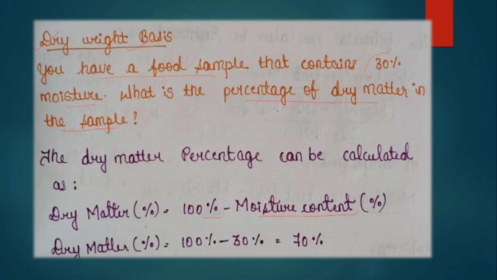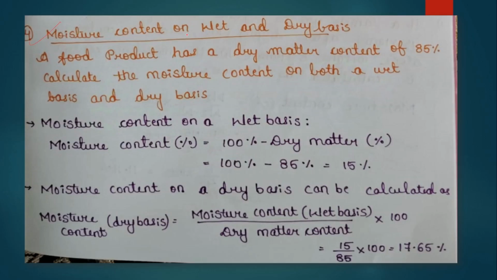They have given the moisture content percentage. So, we need to put this here. 100 minus 30 percentage is equals to 70 percentage, we get the dry matter in the sample. Next is the moisture content on wet and dry basis.